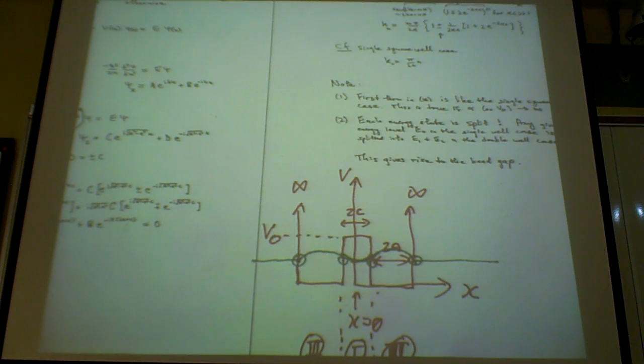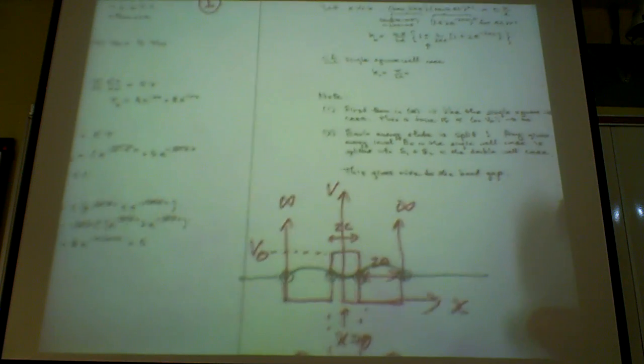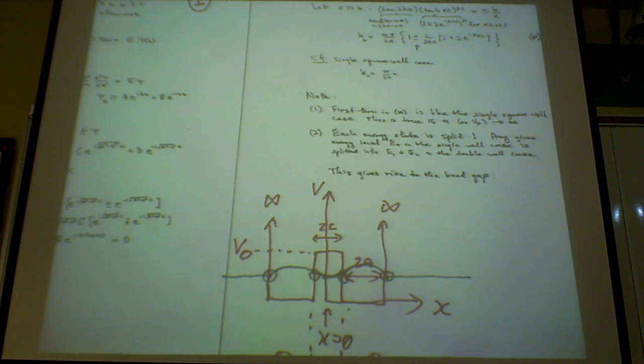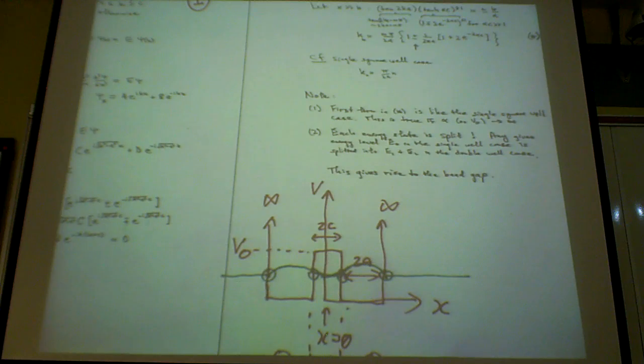Okay, so this splitting eventually gives rise to the band gap if you carry out the math. So that's the beauty of quantum mechanics, if you like. If you take out the math, the result is quite easy to understand. Just the quantum number is modified, split into two, with some correction term, plus or minus, depending on this barrier height.